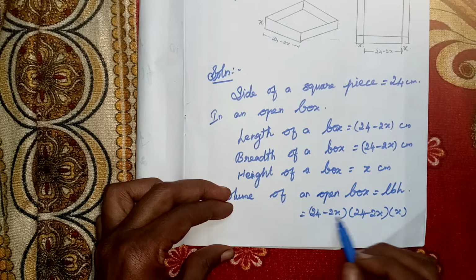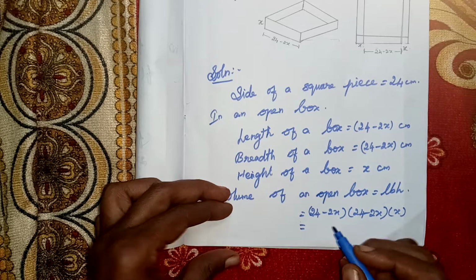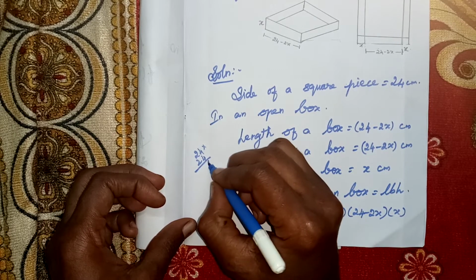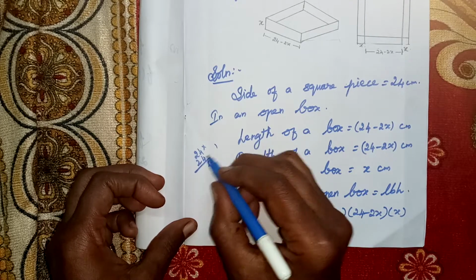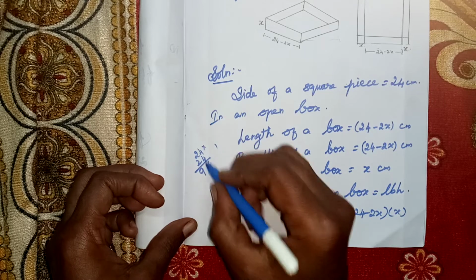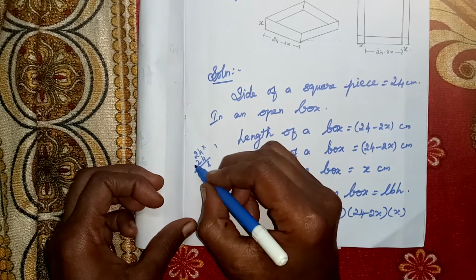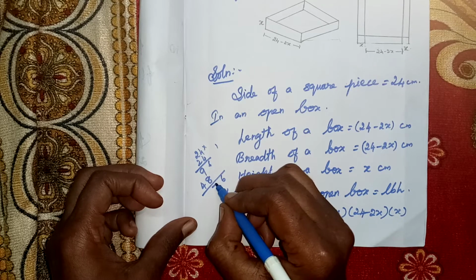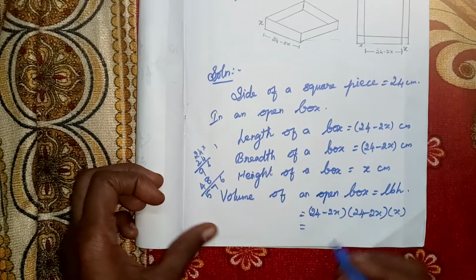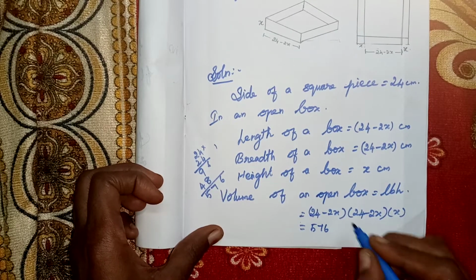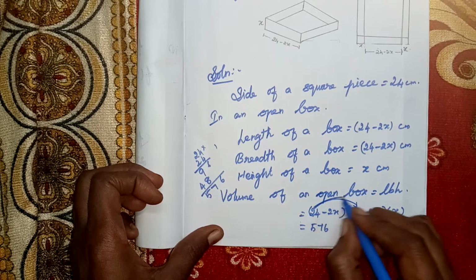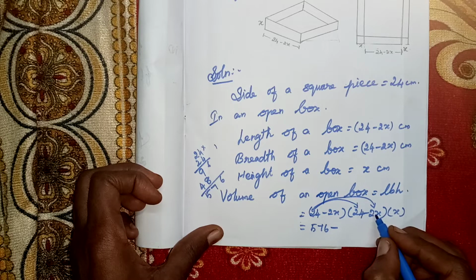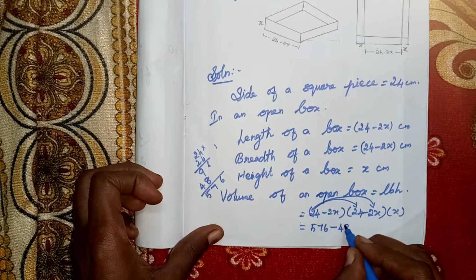Here 24 into 24, what will we get? 24 into 24 when we multiply: 4 4s are 16. 4 2s are 8, 9. Next 4 2s are 8. 2 2s are 4, 6, 17, 5. 576. Next, we have to multiply 24 into 2X. Minus, plus into minus, minus 48X.